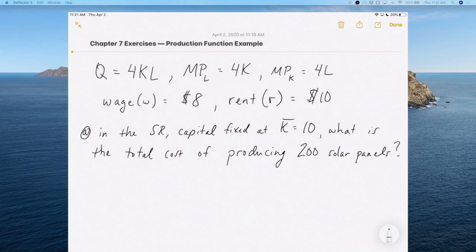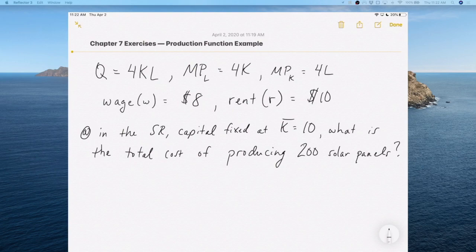This is the second problem from the chapter 7 lecture notes. We're given a production function, Q equals 4KL. We're given the marginal product of labor, which is equal to 4 capital, and the marginal product of capital, which is equal to 4 labor. All that means is that for every 1 unit of labor, you can substitute 4 units of capital. We're also given a wage rate of $8 and a rental rate of capital of $10.